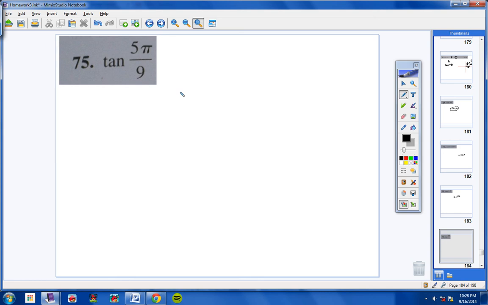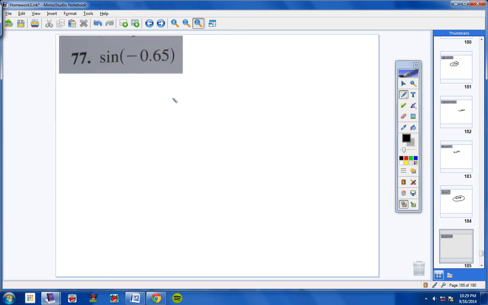Okay, moving on to 75. Tangent of 5 pi over 9, so make sure you're in radians. Tangent of 5, and then hit your pi button, then divide it by 9, then close your parentheses. Tangent of 5 pi over 9 is -5.6713 because it's 2, 8, and so that 8 tells you to round that 2 to a 3. Alright, so there's your answer.